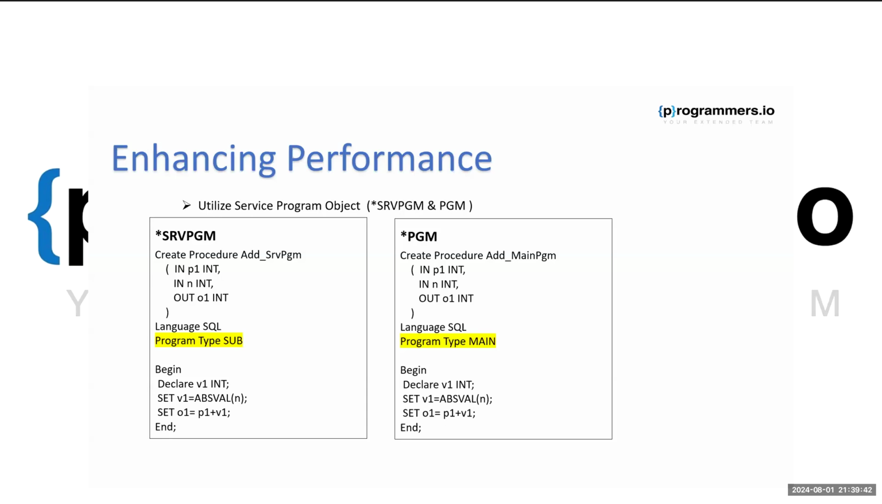That's the reason IBM has given us one special type of characteristic to be configured at the time of creation. One is program type. If we are defining any stored procedure with a program type as SUB, its attribute would be a service program type, which will provide us all the characteristics of activation group and service program, that will definitely boost the performance of execution of that stored procedure.